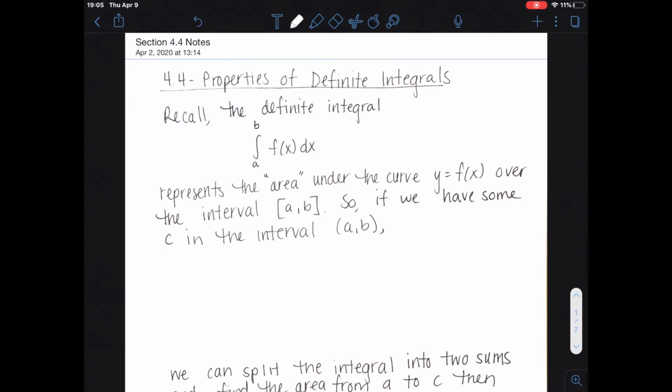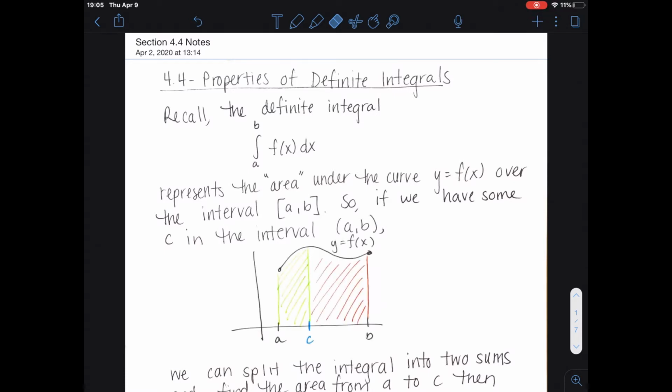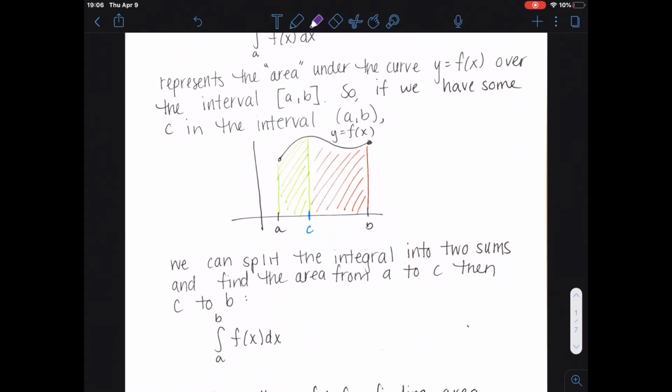Because it's representing the area under the curve, if we have a point in the middle we split it at, say some value of c, one thing we could do is find the area from a to c first, and then find the area from c to b. Each of those are going to be separate integrals. That's going to allow us to split this up and work in pieces instead. So if I want to integrate from a to b, you could start by integrating from a to c and then going from c to b.